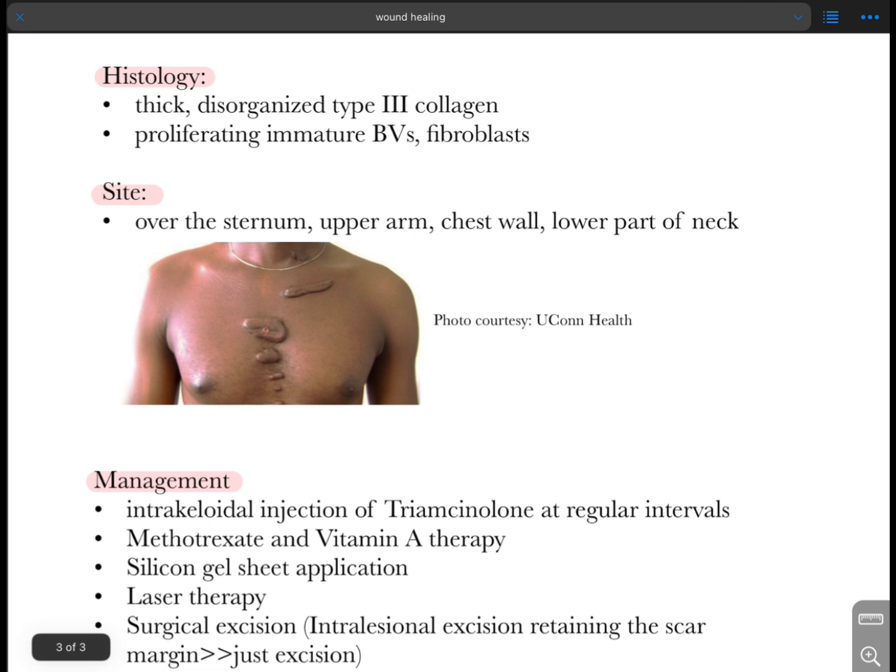Talking about the site, the most common sites where keloids occur are over the sternum, upper arm, chest wall and lower part of the neck. So in this photo, we can see that there are multiple keloids over the sternum and a keloid over a chest wall.